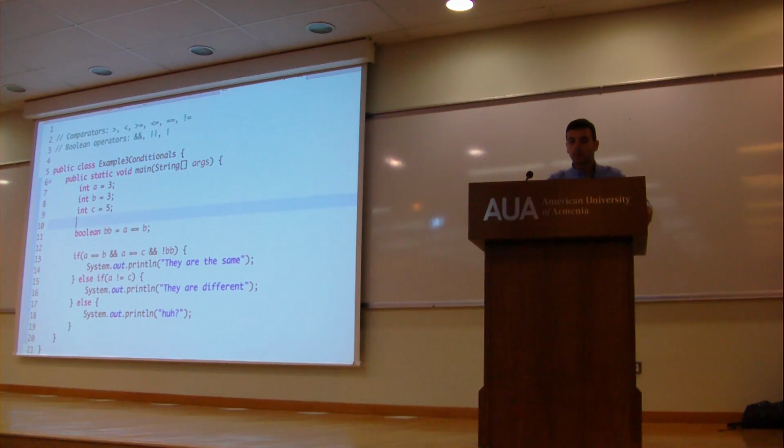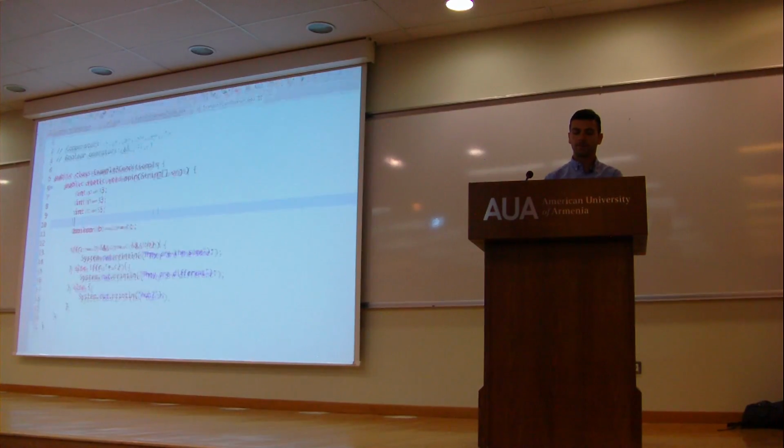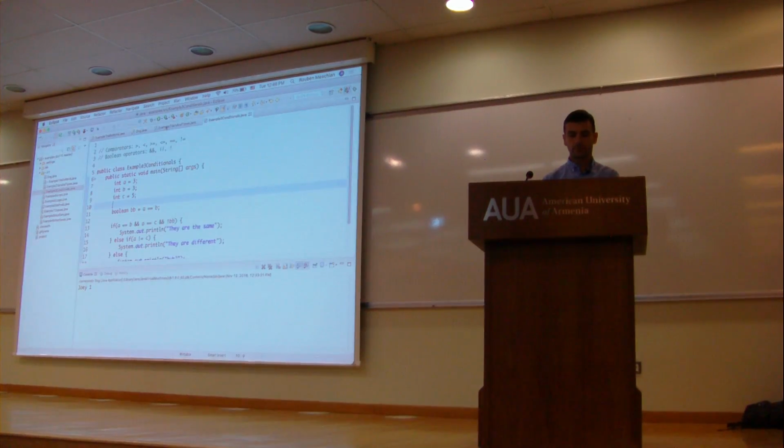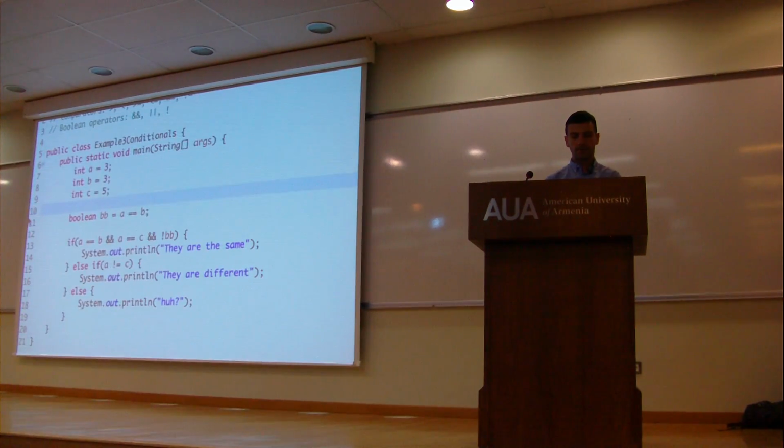A is not equal to C. Աշխատացնեմ, տեսնենք։ They are different. Եկեք տեսնենք ինչի։ A-ը ինչ է։ 3. B-ն ինչ է։ 3. 3-ը հավասար է 3-ի։ So therefore B is true. BB is true. Let's go through the first one.